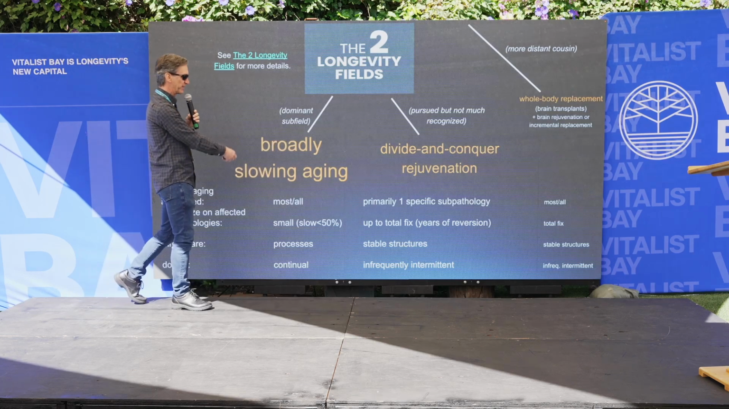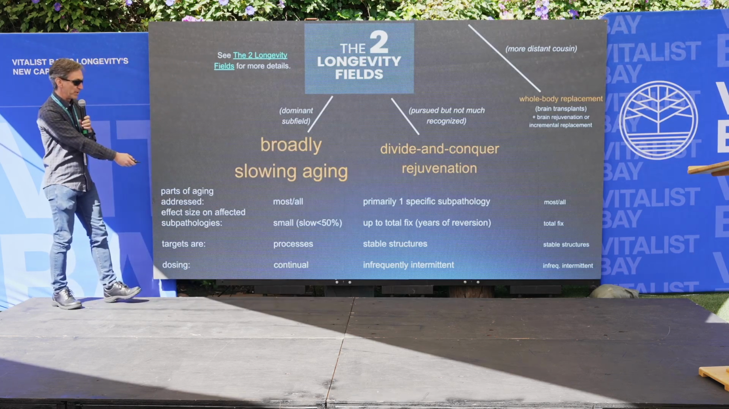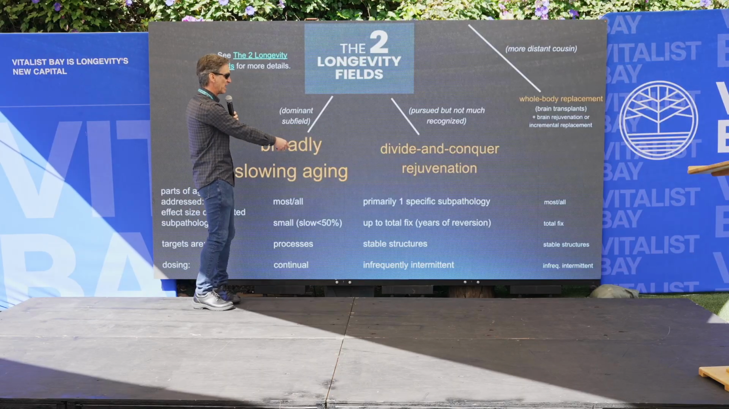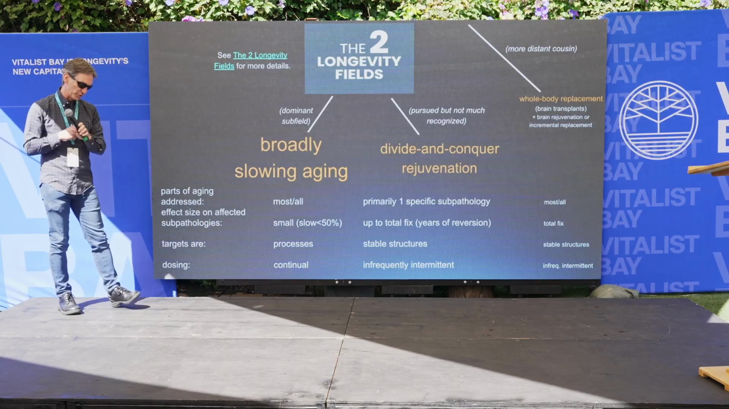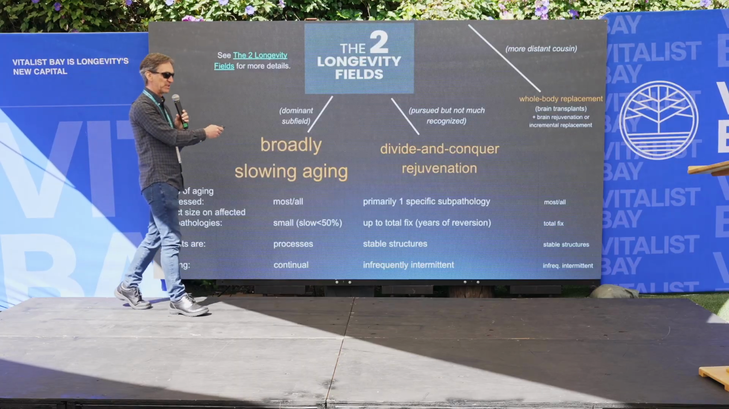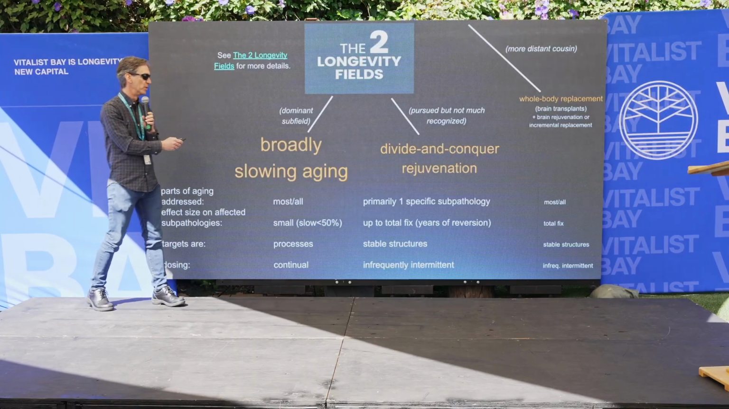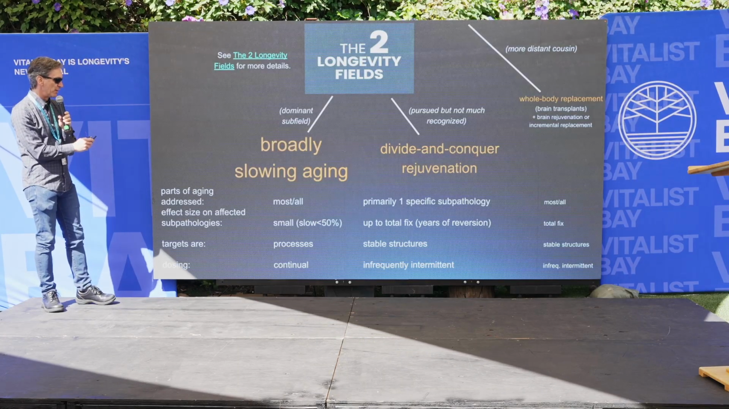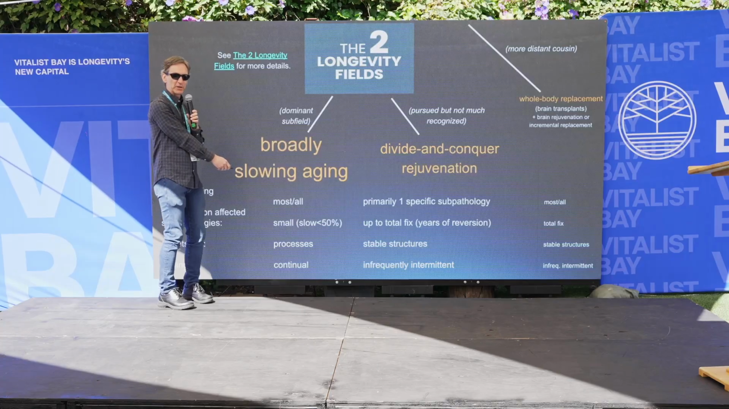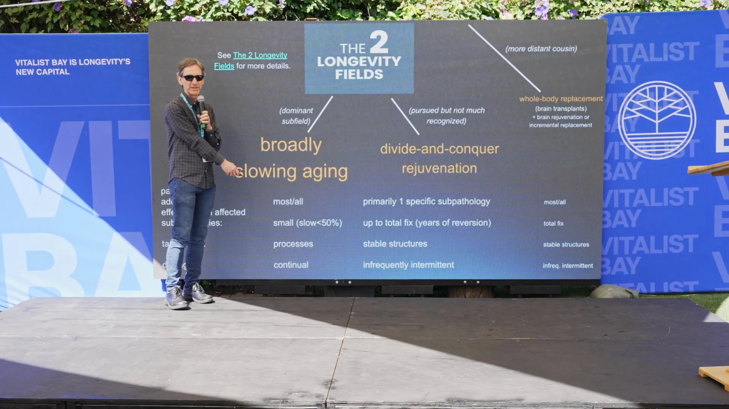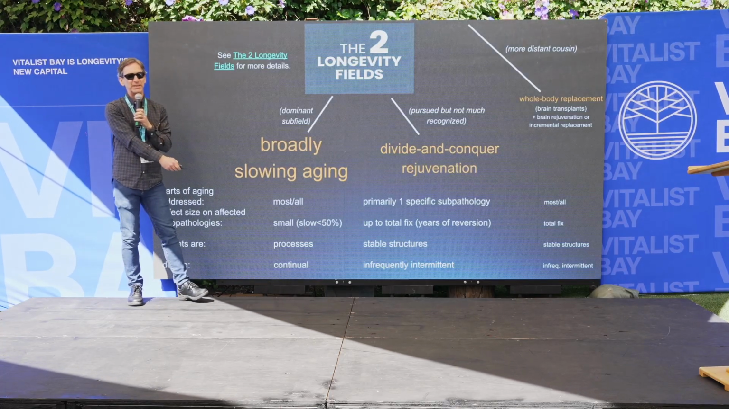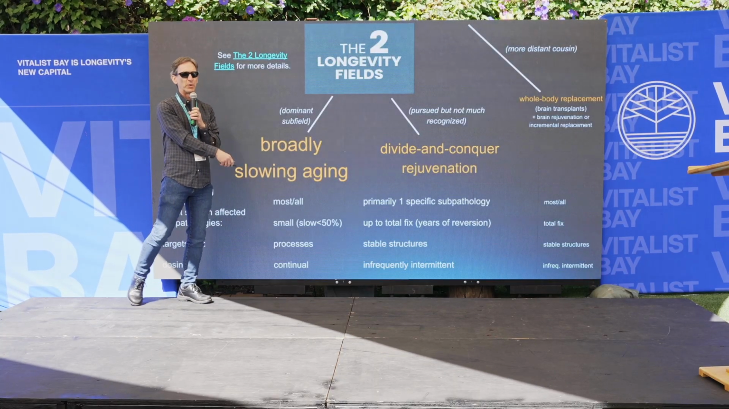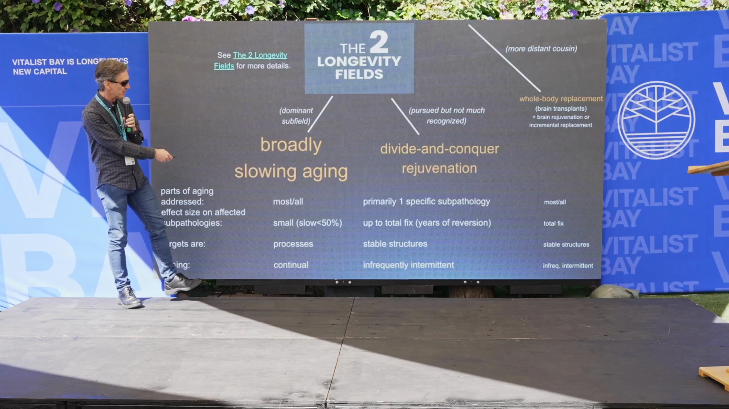This is the sort of brief table, right? So the obvious high level is that broadly slowing hits most or all the aging sub-pathologies, and the divide and conquer rejuvenation approaches are mostly these very specific individual sub-pathology targeted things. But what are some of the other implications? For the most part, the broadly slowing effect sizes are well less than 50% of lifespan. They're usually less than 50% in mice, and they're even worse in people generally. So they might slow it by 5 or 10 or 15 or 25% if we're lucky in humans.